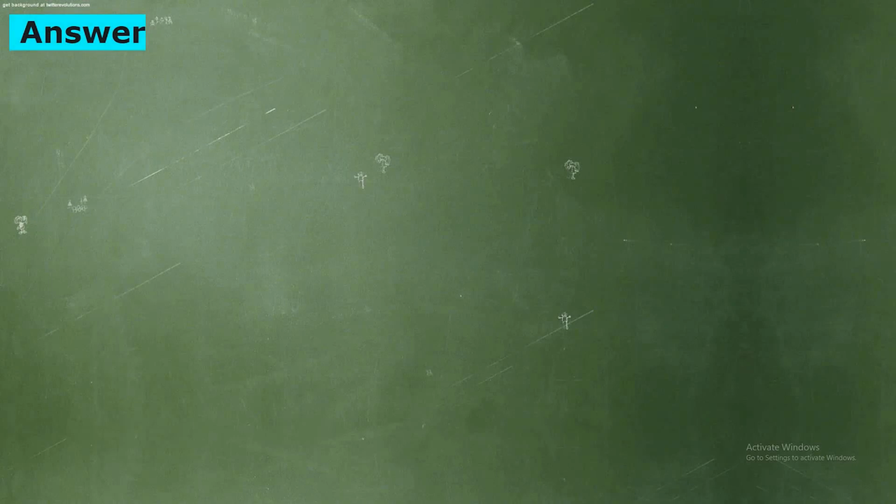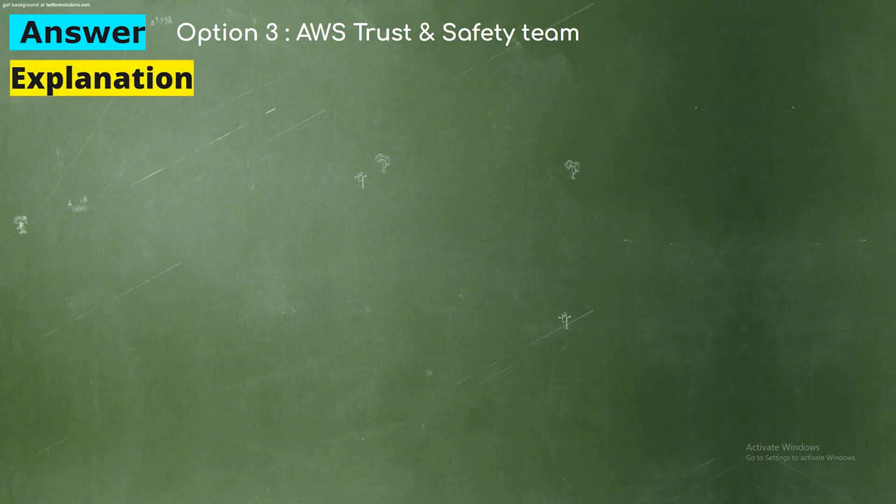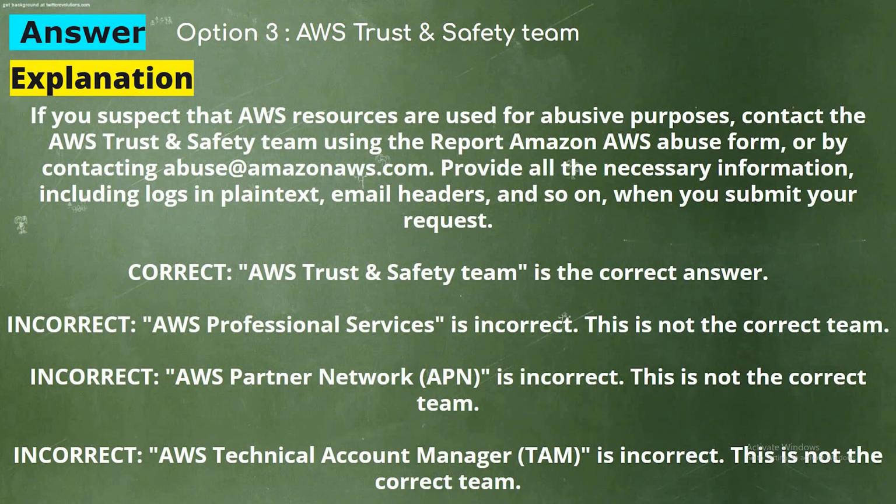And the correct answer is Option 3. AWS Trust and Safety Team. Explanation. If you suspect that AWS resources are used for abusive purposes, contact the AWS Trust and Safety Team using the Report Amazon AWS Abuse form, or by contacting abuse@amazonaws.com. Provide all the necessary information, including logs in plain text, email headers, and so on, when you submit your request. Correct. AWS Trust and Safety Team is the correct answer.